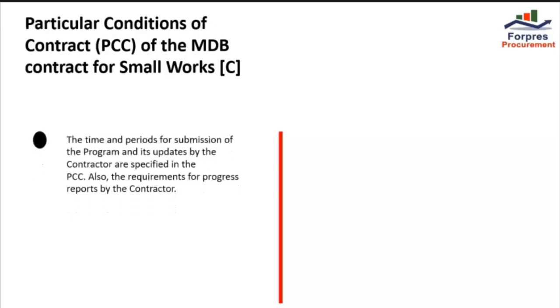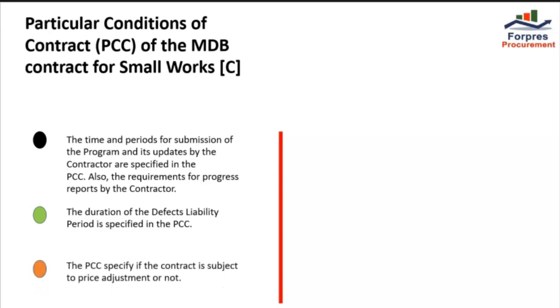The time and periods for submission of the program and its updates by the contractor are specified in the PCC. Also, the requirement for progress reports by the contractor is specified. The duration of the defect liability period is specified in the PCC. The PCC specifies if the contract is subject to price adjustment or not.